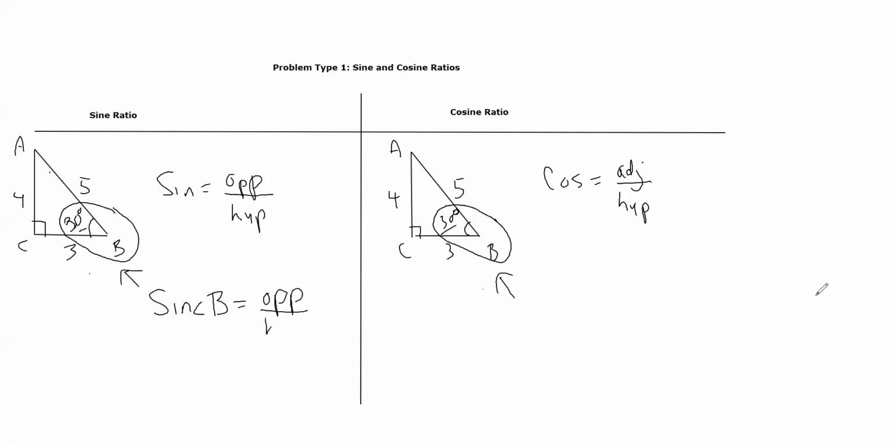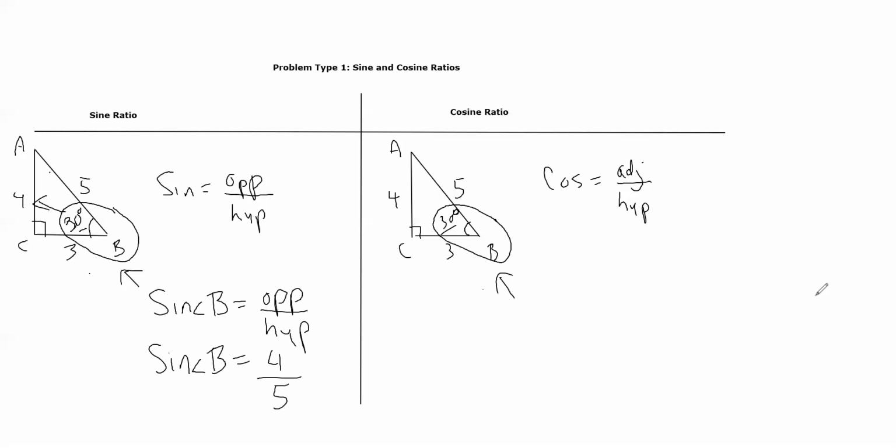Also, opposite over hypotenuse. So the opposite of this angle, I need to look at the side that's opposite to it. It's 4, it's AC. So right here, I would write sine of measure angle B equals opposite, which is 4, over hypotenuse, which is 5.